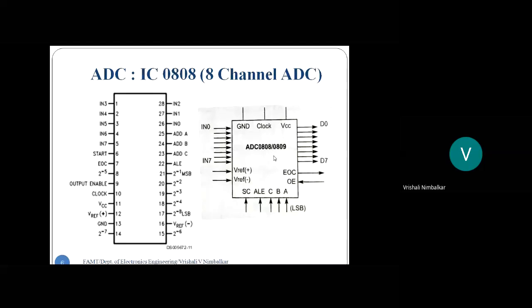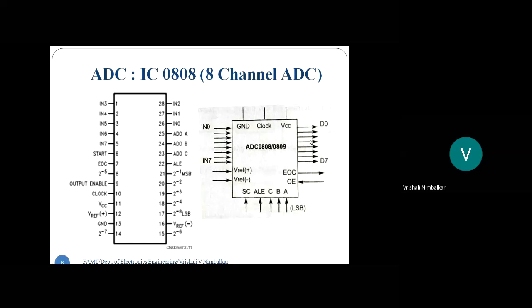Next, all these input signals will be coming from the microcontroller. So microcontroller will send start of conversion command. Microcontroller will activate ALE. Microcontroller will select the address ABC. Microcontroller will activate OE signal, output enable signal. Whereas end of conversion is active low, that will be received by microcontroller. So EOC is input to microcontroller, and data lines are also input to microcontroller.